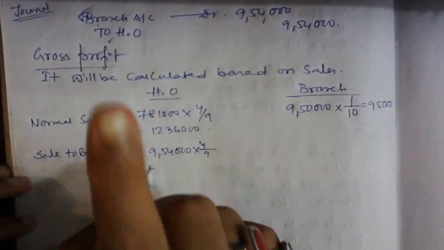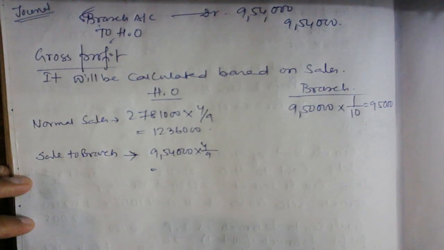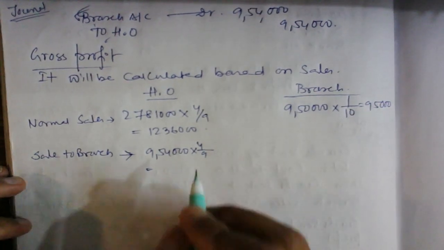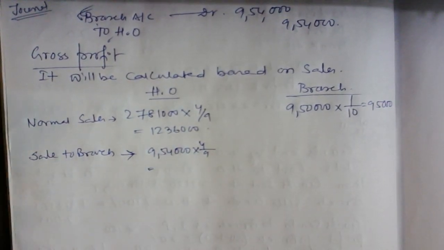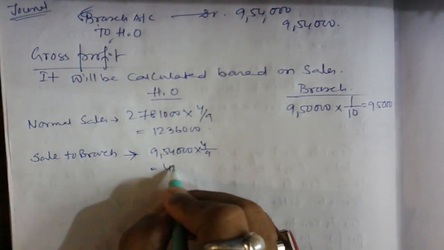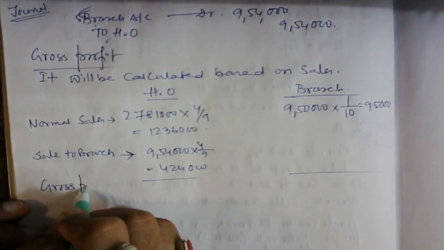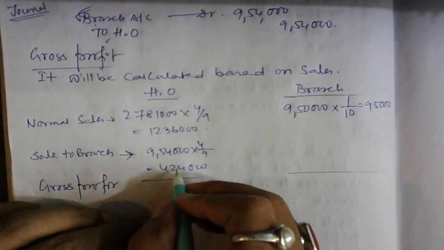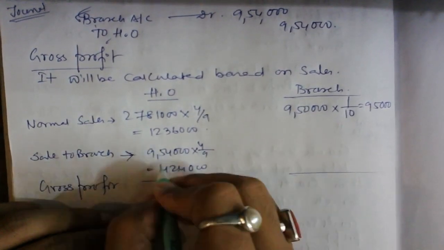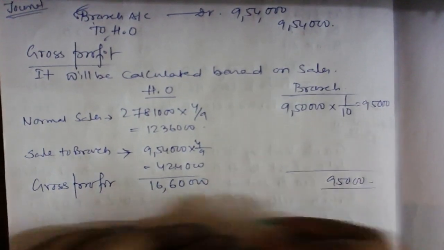Because the same 180, in the same rate that is 180, HO sent the goods to the branch. So here if you calculate, you are going to find out, see how much it is coming here, 9,54,000 into 4 divided by 9. So I am getting 424,000. Yeah. So if you calculate the total GP, then I am finding a GP of 16,60,000 and 95,000. So this is the GP I found.